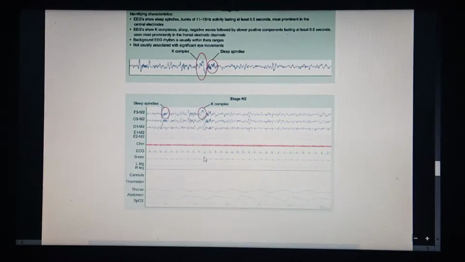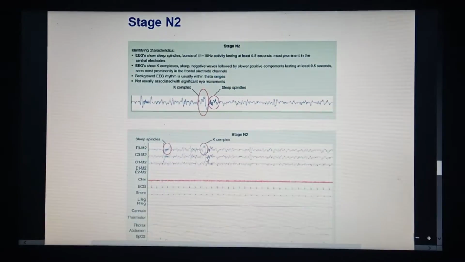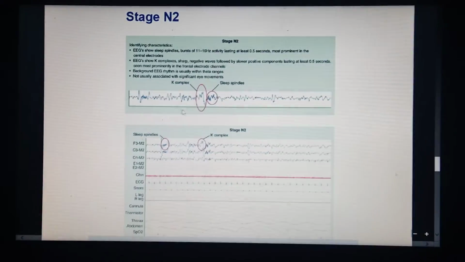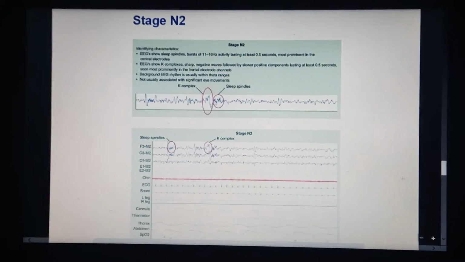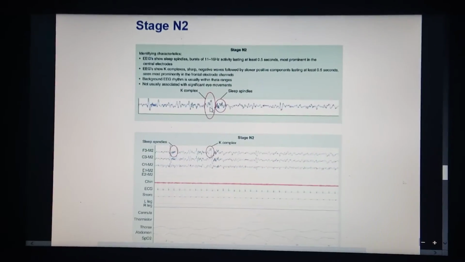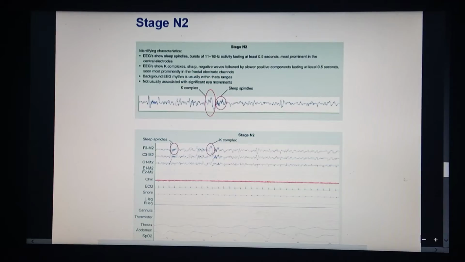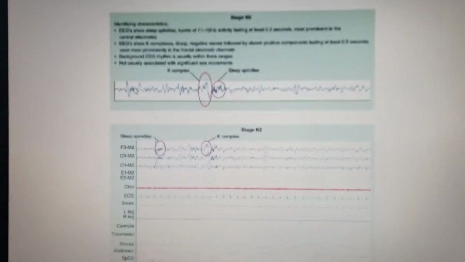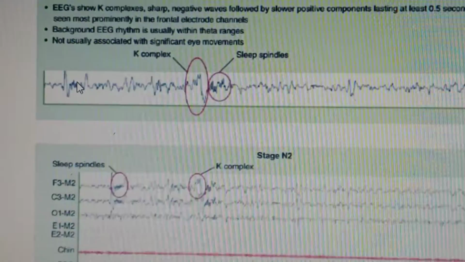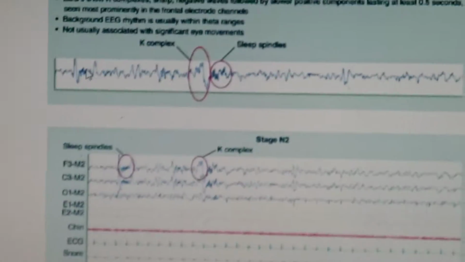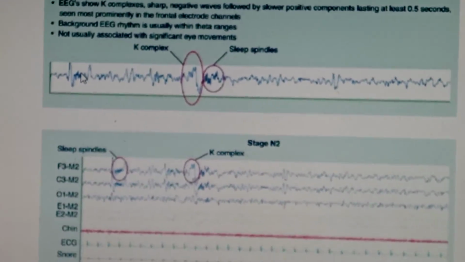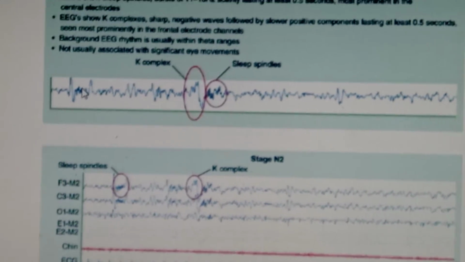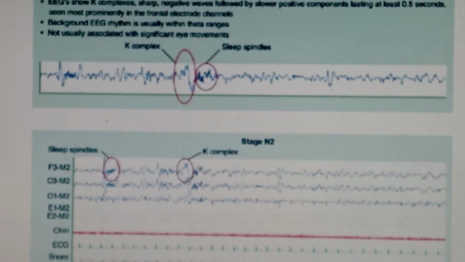Now we'll move to the N2. What you will see in N2 is sleep spindles and K complex. So this is a K complex. This is also a K complex, and this is a sleep spindle. These are sleep spindles, you can see. I'll zoom it. So this is a K complex, and these are sleep spindles.